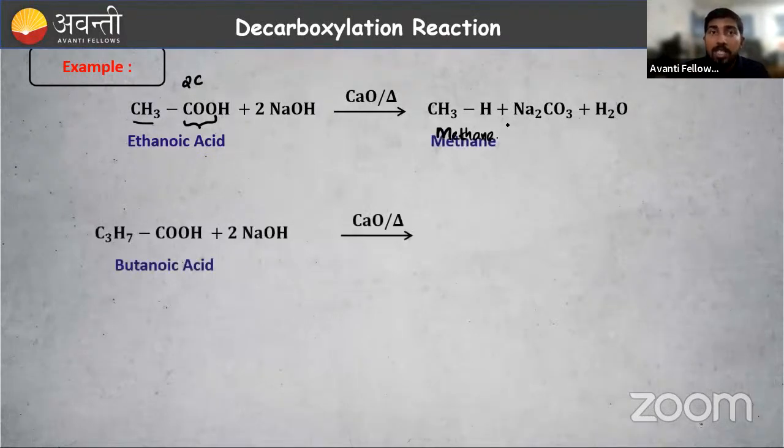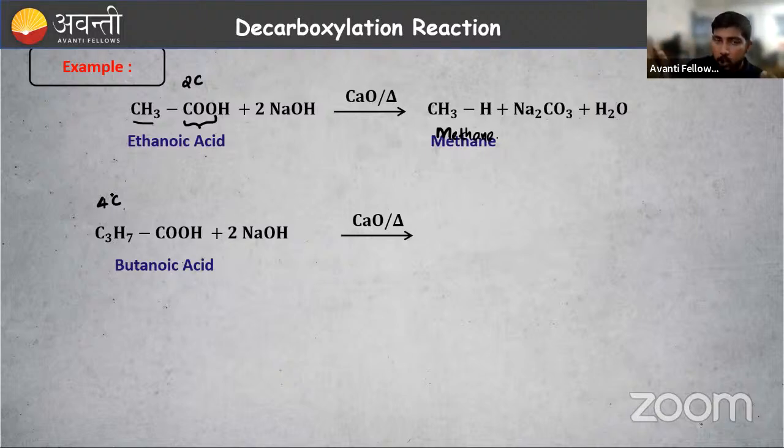I have butanoic acid. Butanoic acid means there are 4 carbon atoms. So 4 carbon atoms are present here. So what to do? Remove the carbon dioxide. This is also known as the soda lime process. Why? NaOH plus CaO, that is our soda lime. So what is the product obtained? C3H7H. Remove carbon dioxide, join the hydrogen. So I will get C3H8.